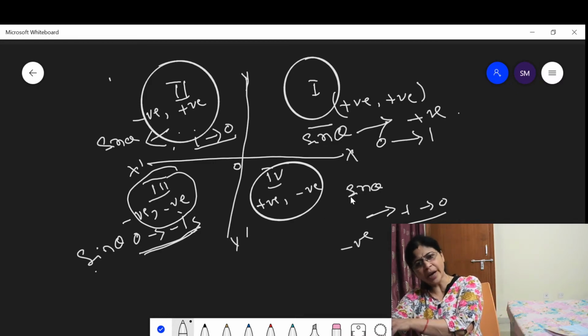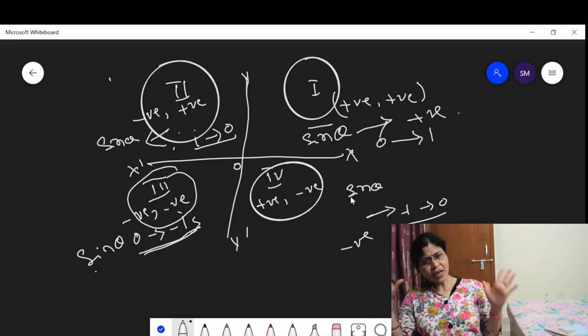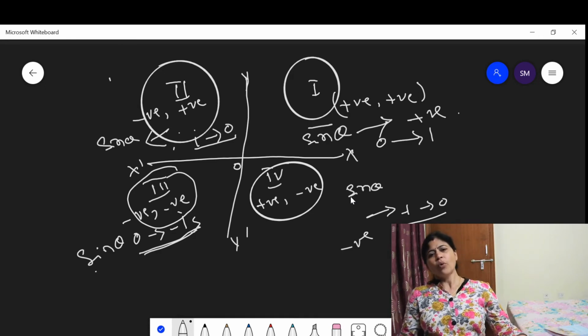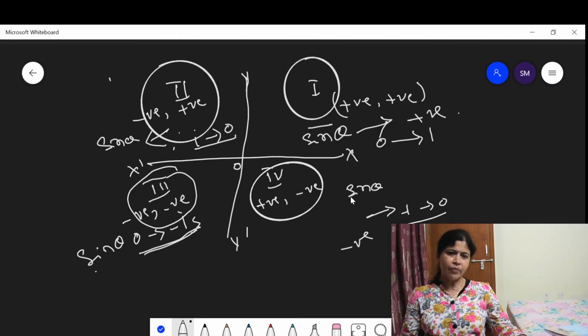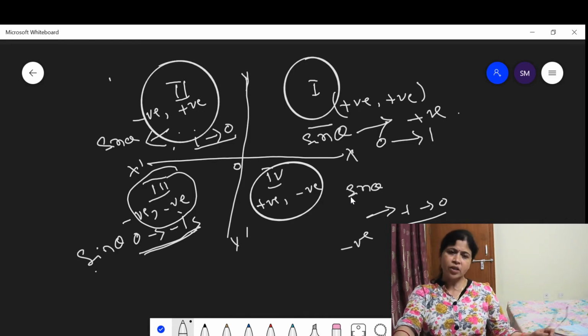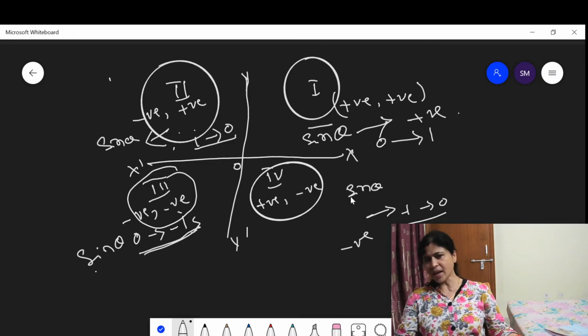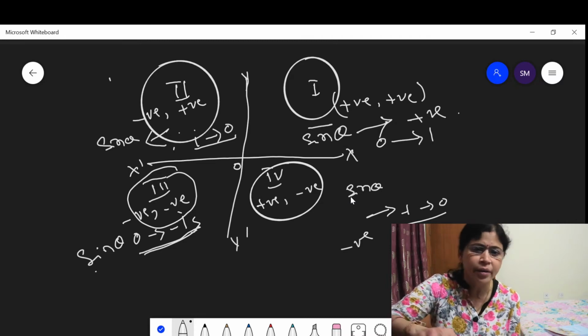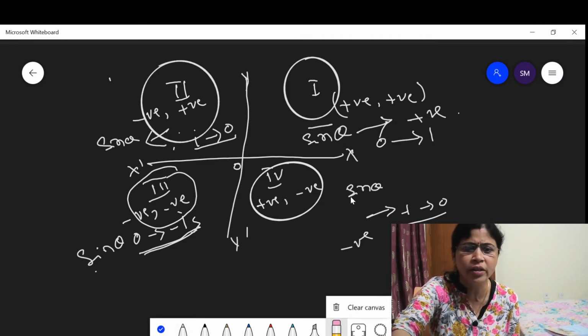Now students, you get an idea about what the first, second, third and fourth quadrants are. Here I discussed the value of the trigonometric function sin theta in each quadrant. Now we will discuss the values of cos theta, tan theta, cosec theta and sec theta in all four quadrants. Let us discuss this in the table.